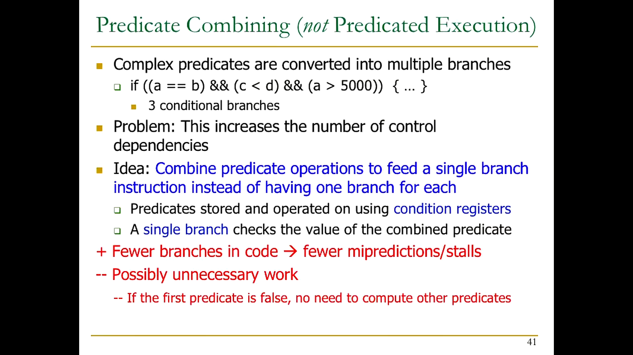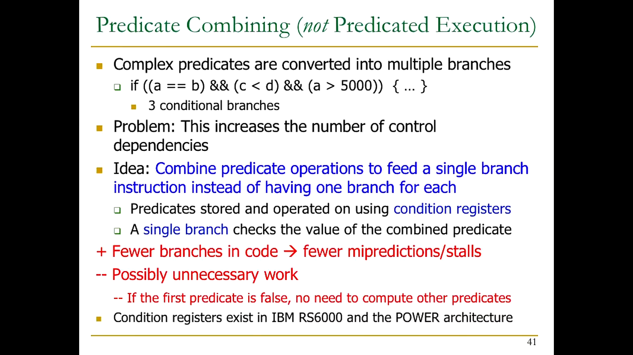So that's the trade-off. And this is actually a very fundamental trade-off. We will see this in predicated execution as well. Whenever you get rid of branches, you're possibly doing unnecessary work in the code, because the branch is there for a reason. And we will see that in predicated execution also. OK, so the condition registers that facilitate this exist in the IBM Power architecture. And IBM RS/6000 was the first one to implement it, as far as I know. OK, this is not predicated execution, but it has some relation to it. Basically, you're really combining these predicates.